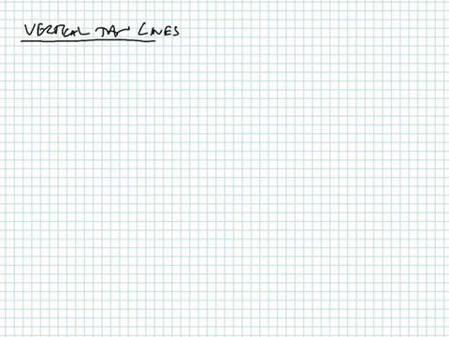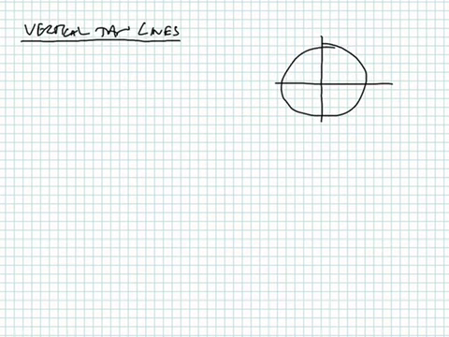Alright, so the next thing I want to do is vertical tangent lines. We've talked about vertical tangent lines, but we haven't really looked for them yet. And so let me draw the circle. If I draw the circle, you can see that you're going to have vertical tangent lines on the edges here.